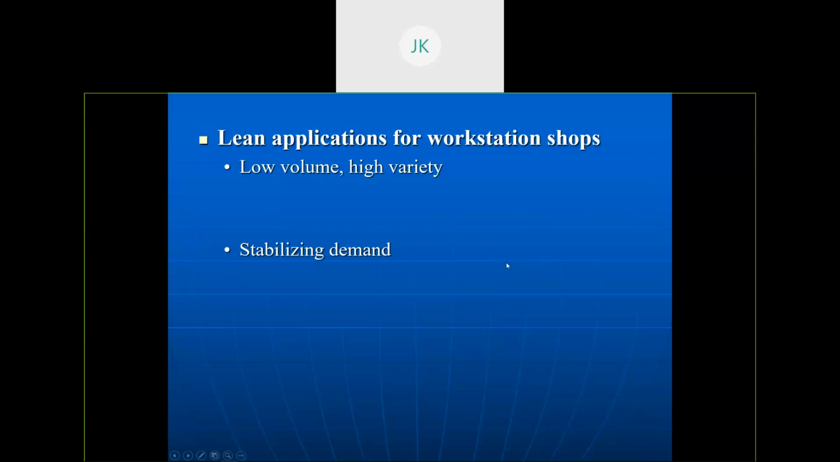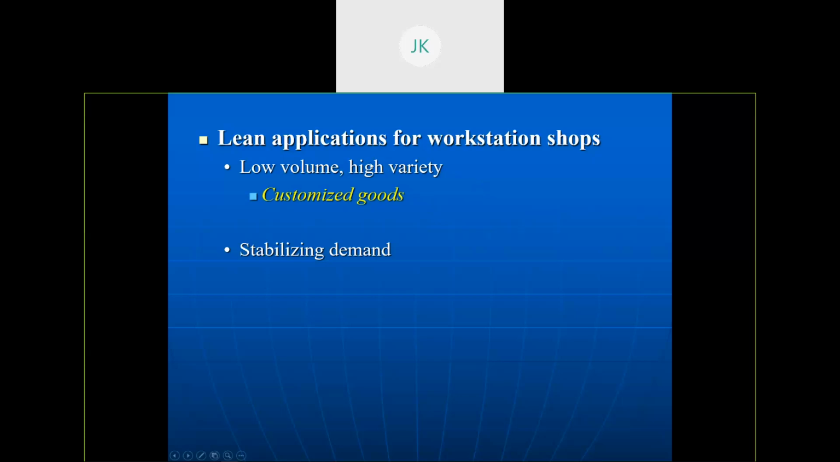And if the process is not an assembly type. Assembly type means the same product flows again and again, the line type. But workstation type is usually low volume and high variety. That means many different types of product, but each product's volume is small. So in that case, we need customization.